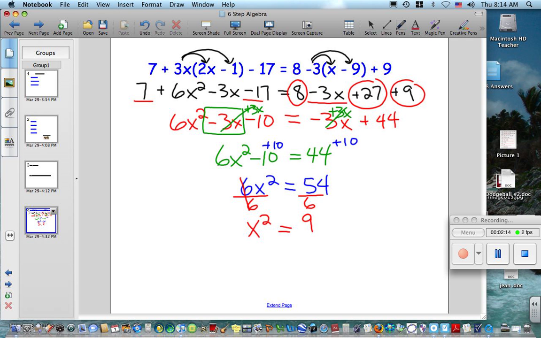My last step is to simply take the square root of x squared, which is x, and also take the square root of 9, which happens to be a perfect whole number of 3. So as you can see, in 6 simple steps, we've come up with the answer of x equals 3.